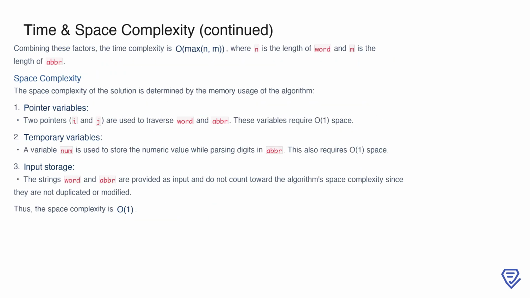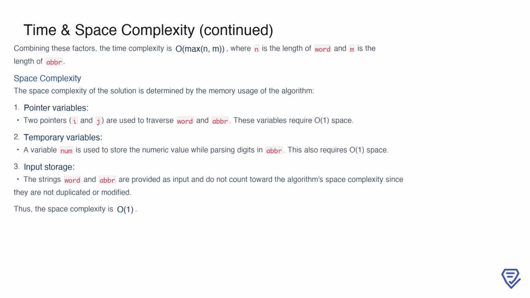When we combine these factors, the overall time complexity of the solution becomes O(max(n, m)), where n is the length of word and m is the length of ABBR. This accounts for the fact that the algorithm processes both inputs in a single pass, but only the longer of the two determines the dominant term. Moving on to space complexity, the primary contributors are the pointer variables i and j, which are used to traverse word and ABBR. These variables require only O(1) constant space.